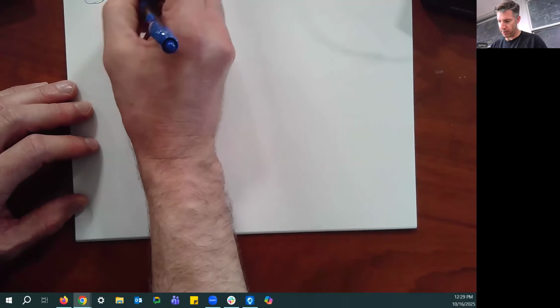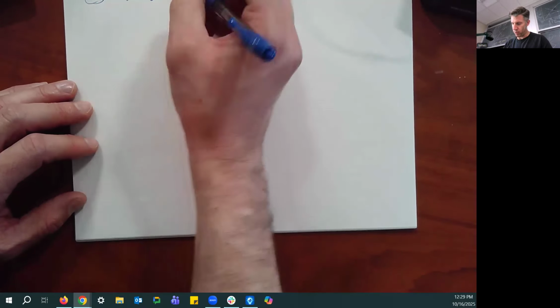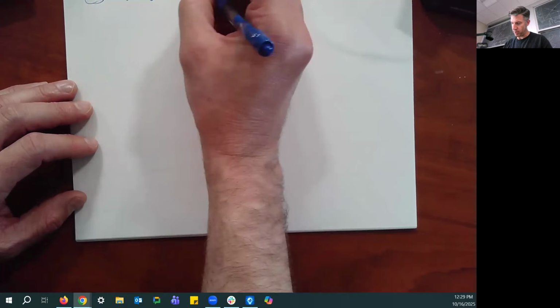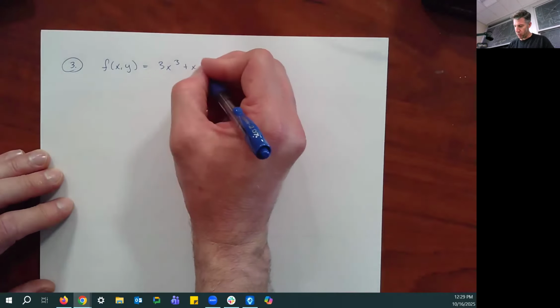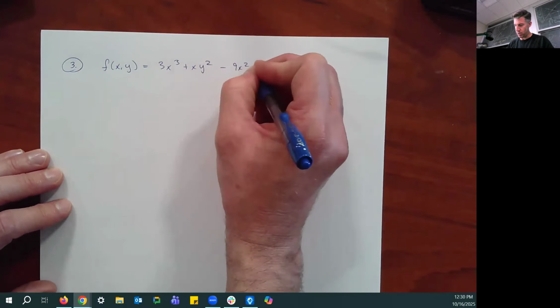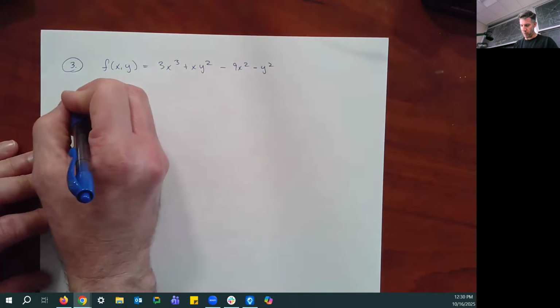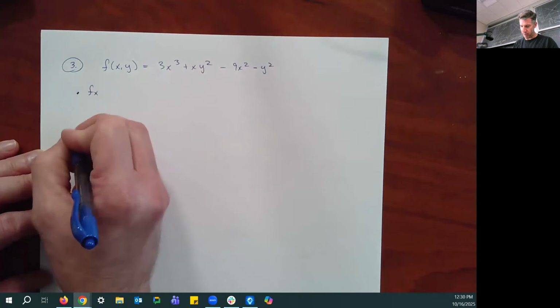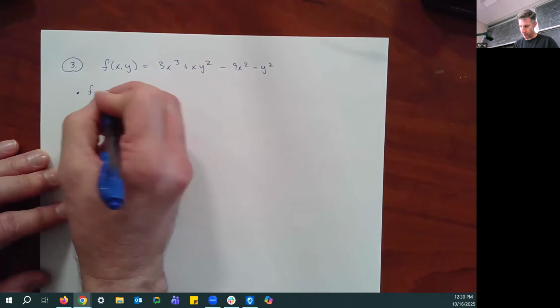So f of x comma y equals 3x cubed plus x, plus xy squared minus 9x squared minus y squared. Now I want you all to start off just by finding your fx and your fy.